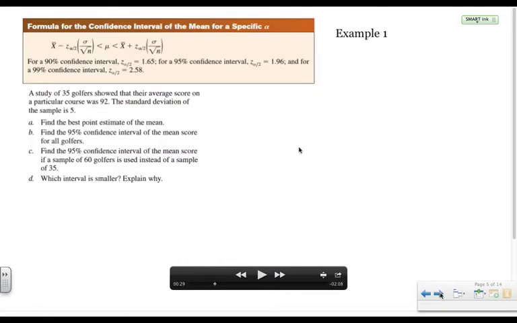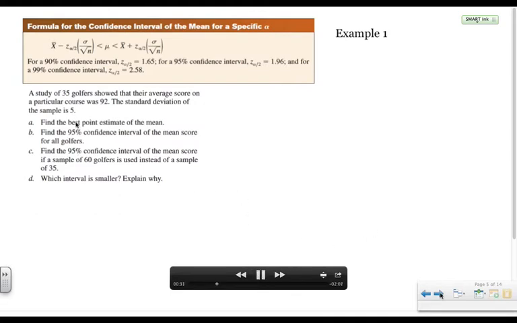So here's an example. It says, a study of 35 golfers showed that the average score on a particular course was 92. The standard deviation is 5. Okay, find the best point estimate, find the 95% confidence interval, and then find the 95% confidence interval if the sample was 60 instead of 35, and which one is smaller, and explain why. So let's look at this.